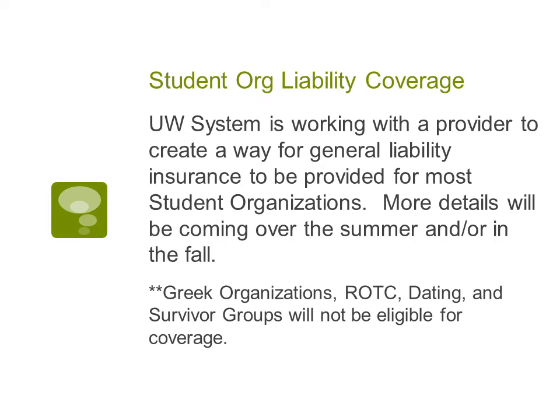Another fairly new resource, in fact it's so new we're really still learning the details of it, is that our University of Wisconsin system is working with an insurance provider to create a way for general liability insurance to be provided for most of our student organizations. We're still learning about this process. It's actually one of the primary reasons for the change in the deadline process for student orgs to be recognized. But it will provide some general liability coverage for our student orgs, and we'll be sharing that information over the summer and or in the fall as it becomes available from the system.